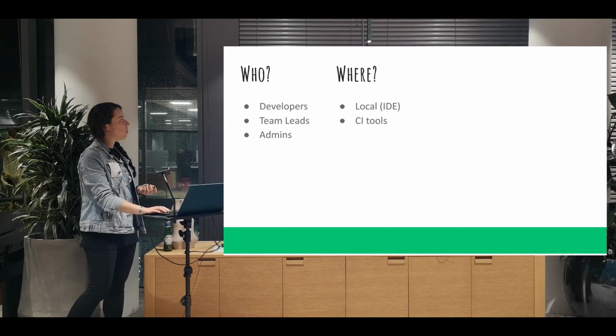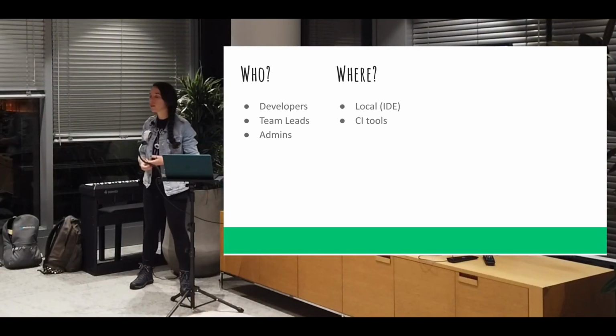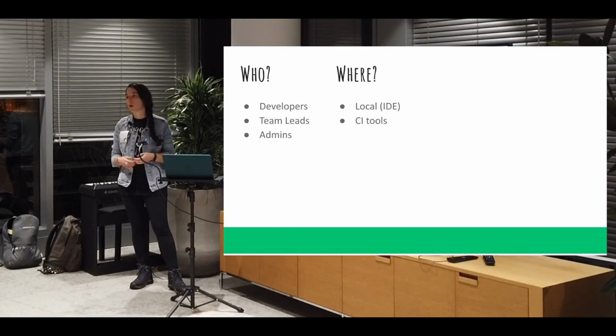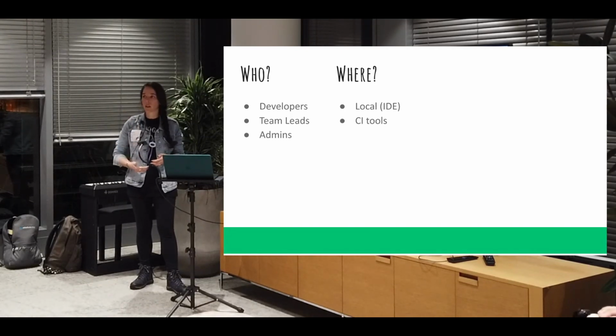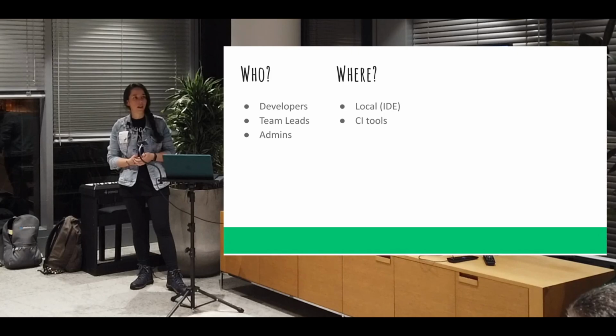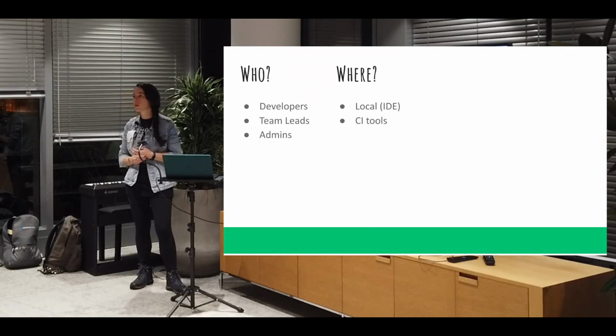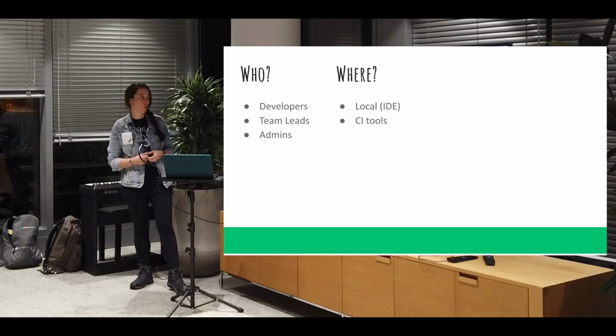Where should we use it? Local on your IDE or in CI tools. It's a static code analysis. It's not going to run in compilation time. You have to save the file, and on save, it will actually analyze your code and highlight any potential issues based on the rule set that you are using.